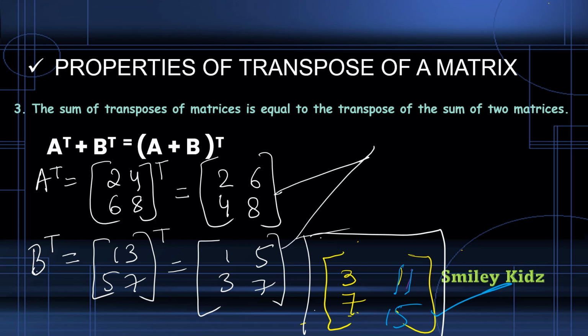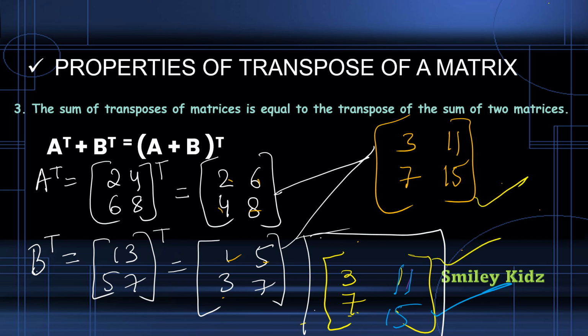Now add these two. What do you get? You'll get 2 plus 1, 3. 6 plus 5, 11. 3 plus 4, 7. 8 plus 7, 15. Now have a look at these two matrices. Are they the same? Yes. So this is the third property of the transpose of a matrix.